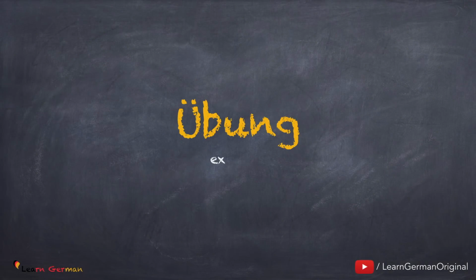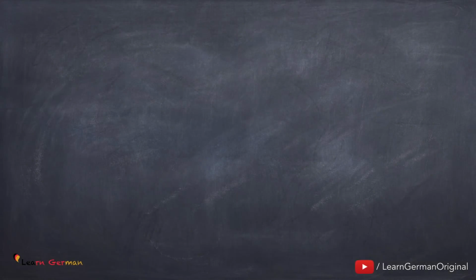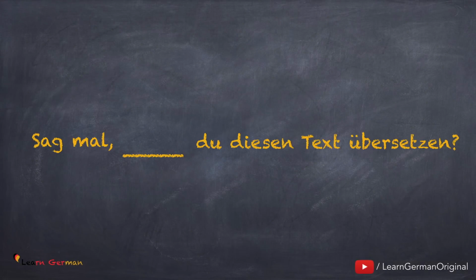Now that we know the difference between the two verbs, let's do an exercise. Übung. You have to fill in the blank with the correct verb, dürfen oder können. Don't forget to conjugate it. And here's the first sentence. And the correct answer is, Sag mal, kannst du diesen Text übersetzen? You are basically asking for a favor, so you have to be polite and make a polite request. Hence, you will use the modal verb können.